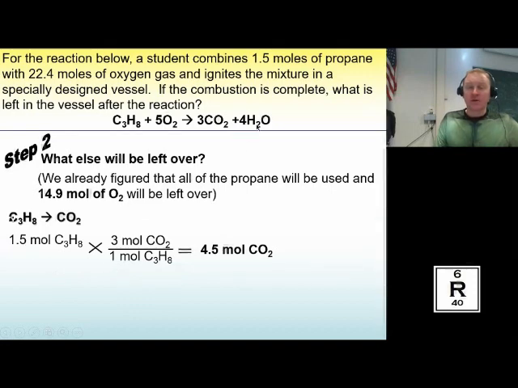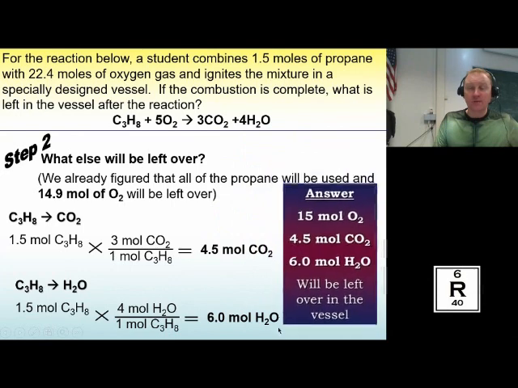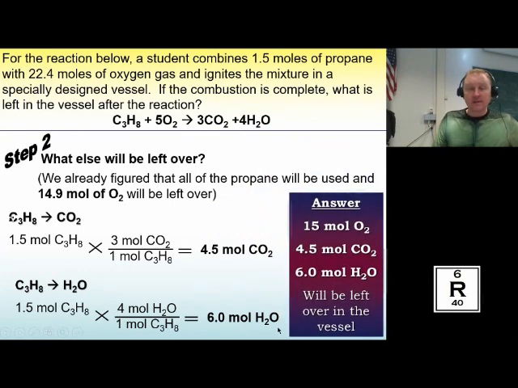The question wants to know everything though, so we got to do one more thing. How much water is going to be produced? We do the same situation. Let's convert propane to water. We start with 1.5 moles of propane because that was our limiting reactant. All of this burning determines how much we produce of everything. So 1.5 moles of propane is being used, and the ratio between propane and water in this case is a 1:4 ratio. So we convert propane into water, and we multiply 1.5 by 4, and we get 6.0 moles of water.